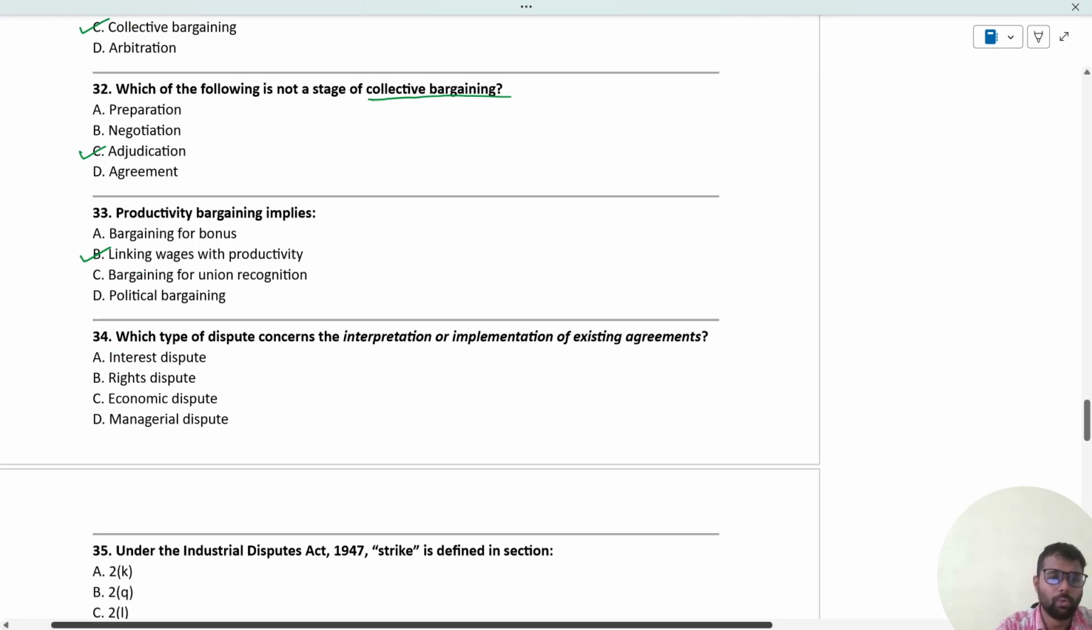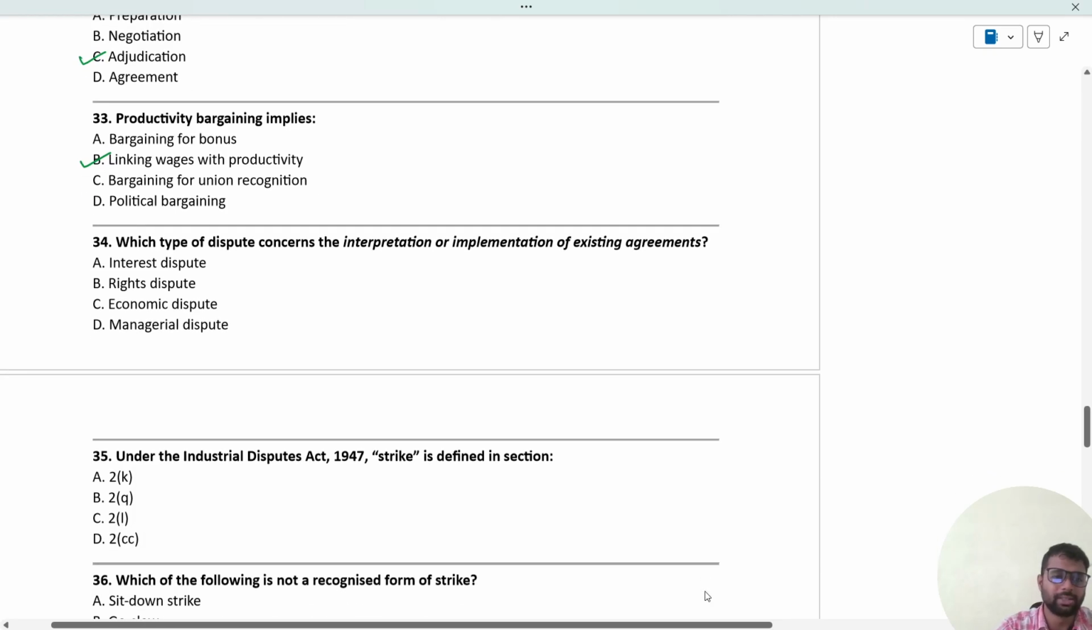Question number 34. Which type of dispute concerns the interpretations or implementation of existing agreements? Existing agreements, right dispute means something right, something is the right of the worker and that has been already assigned or already decided, but that is not being implemented or not being given. So it is the right dispute.